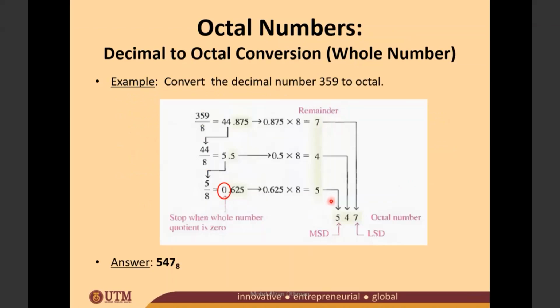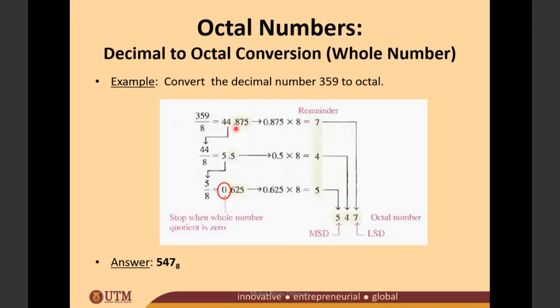Okay, contoh. Convert the decimal number 359 to octal. So kita bahagilah dengan 8. And then once the quotient sama dengan kosong, you will take the remainder. Kalau payah, contoh kalau macam ni, sebab yang ni kamu tak ada calculator kan? Nak buat bahagi ni sikit punya payah.